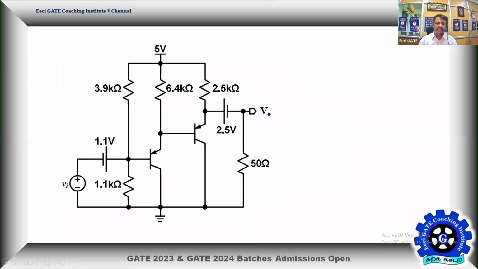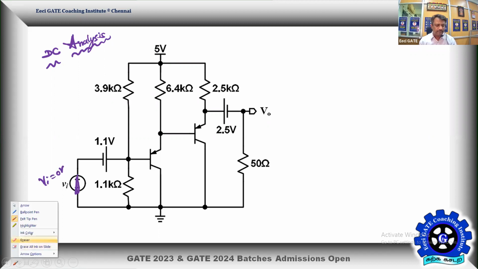Yes, let us perform a DC analysis first. So DC analysis, the first step, always switch off the AC signal. So I'm making VI equal to 0 volt. Then we'll make a comfortable DC analysis. This is 0 volt because the bottom rail is 0 already given. So this is 0 because Vin is made 0. Then this point potential will be 1.1 volt.